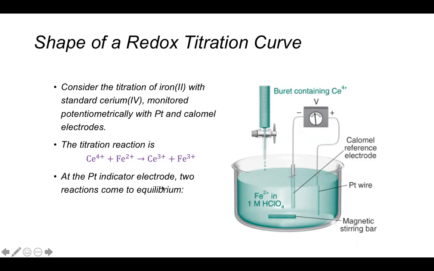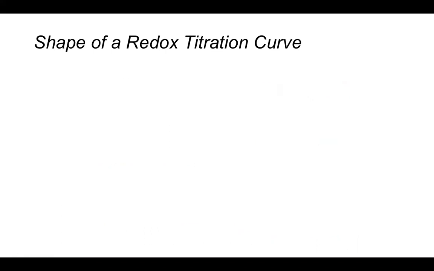So at the platinum indicator electrode, two reactions come to equilibrium. We have iron 3 plus plus an electron gives iron 2 plus, which has this standard potential at standard conditions of 25 degrees Celsius and 1 atmosphere. And we have cerium being reduced. Cerium 4 plus plus an electron gives cerium 3 plus, which has this potential here.